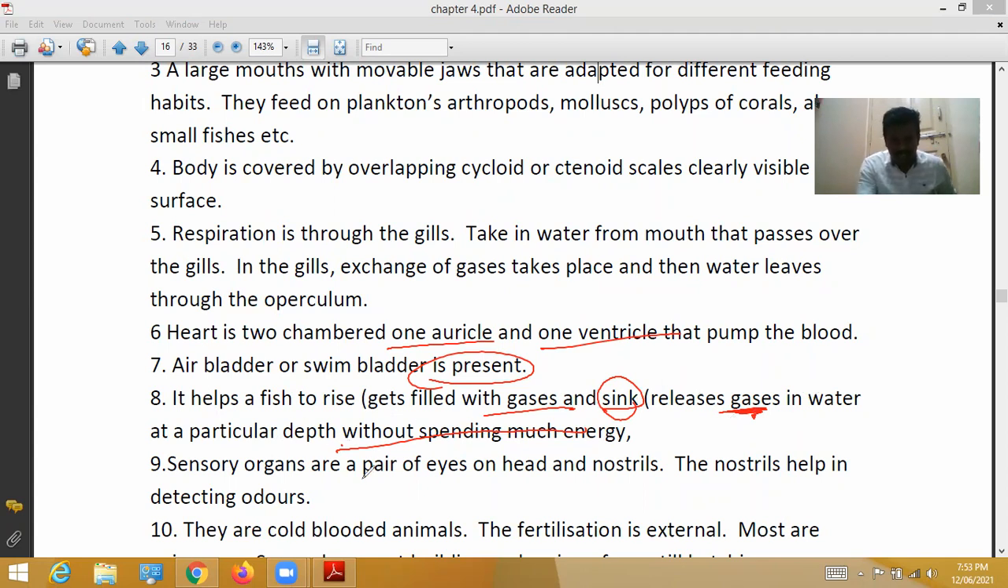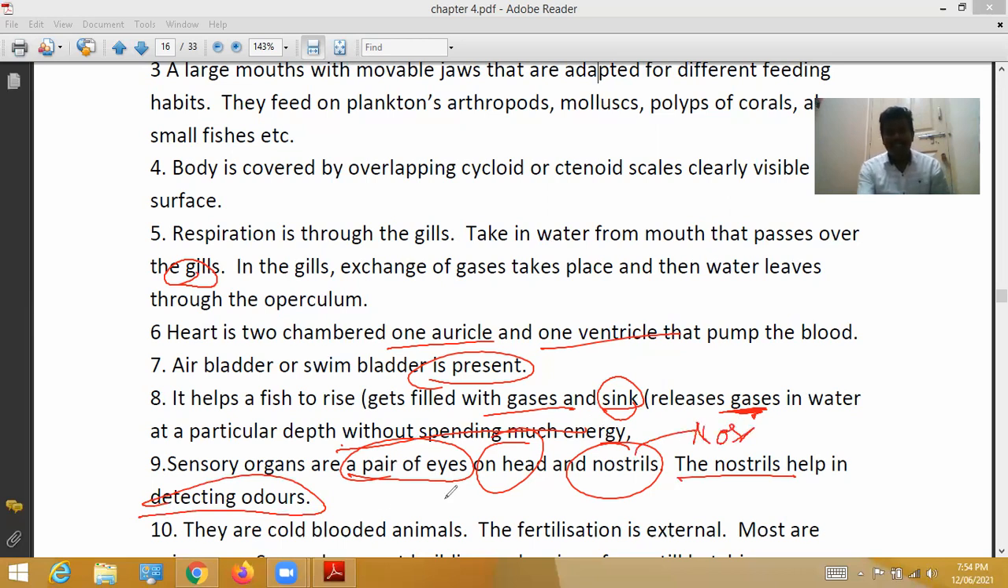Sensory organs are a pair of eyes on the head region, and nostrils are also located there. Though nostrils are present, respiration takes place through the gills only. The nostrils help in detecting odors. Nostrils means nose, and it helps to detect smells.